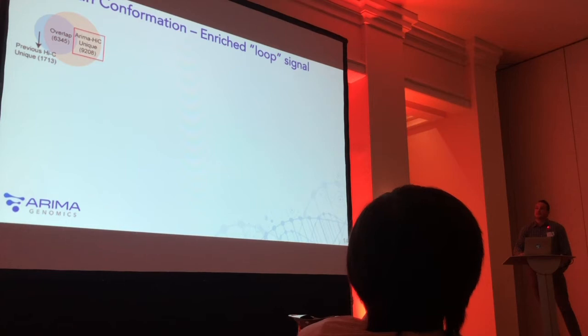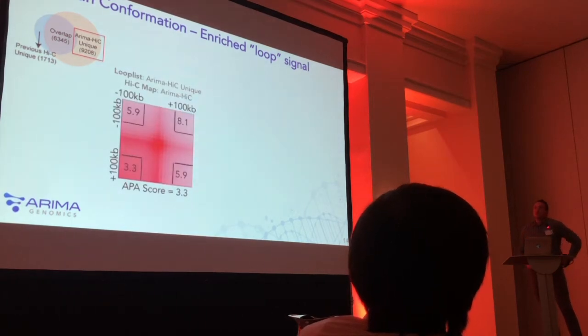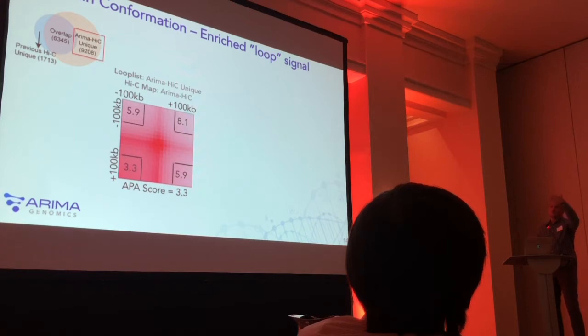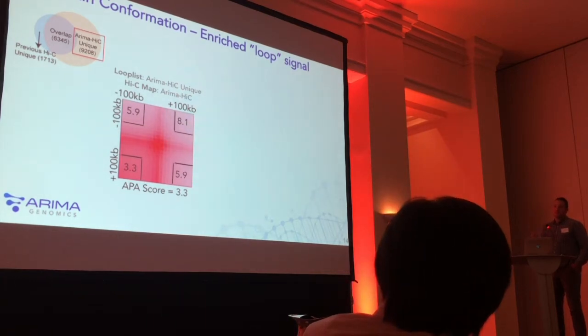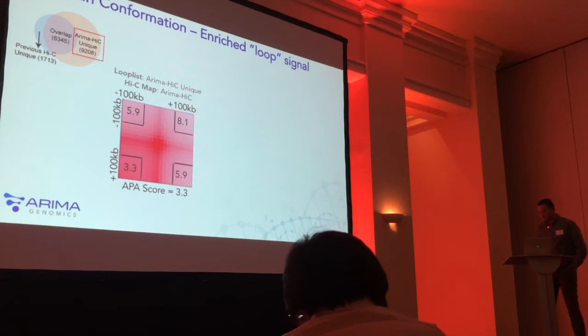So when we look at these 9,000 loops, we do an APA plot, which is essentially taking the Arima Hi-C unique loop positions and overlaying them on the Arima Hi-C map. You would get something that is expected that looks like this, with a strong pixel enrichment at those loop positions in the Arima Hi-C map.